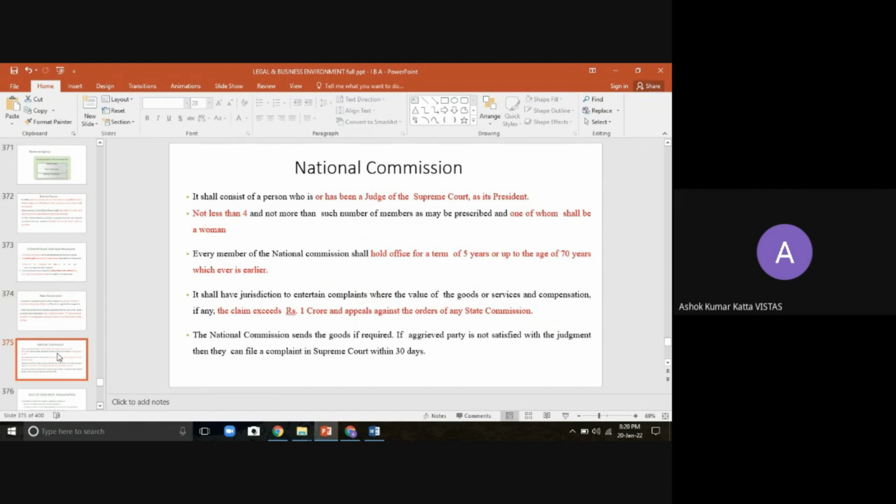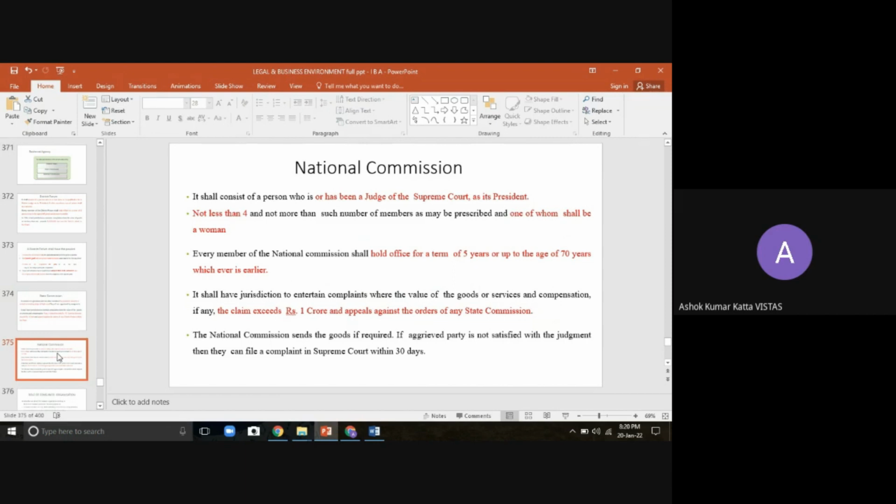Third one, which is going to be called the National Commission. In the name itself, they mention very clearly: the National Commission will be handling the issues throughout the country. So here, who is going to act as the president? The person who is a judge of the Supreme Court will act as the president.